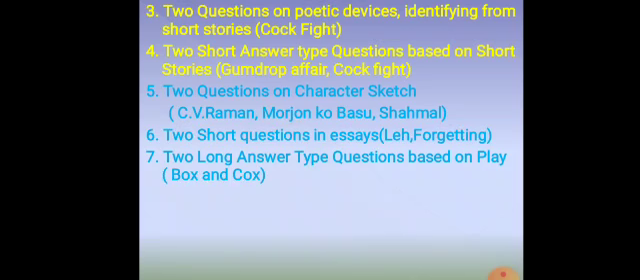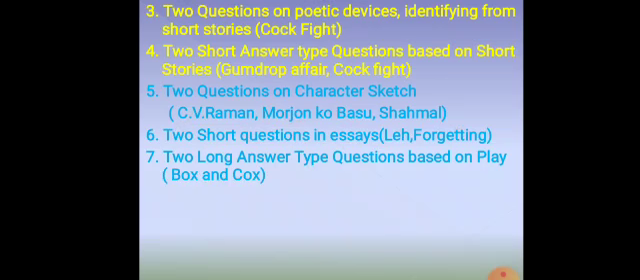Question number 4. There will be two short answer type questions. These questions will be based on short stories. We have two important short stories in our text, that is Gumdrop Affair and Cockfight. You have to write the answers to those questions which will be based on Cockfight or Gumdrop Affair.